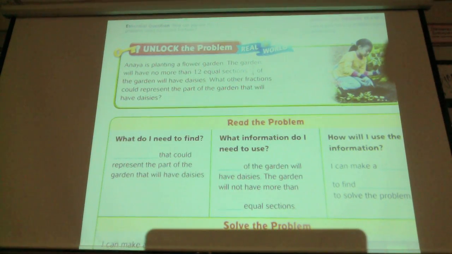Anaya is planting a flower garden. The garden will have no more than 12 equal sections. 3/4 of the garden will have daisies. What other fractions could represent the part of the garden that will have daisies?